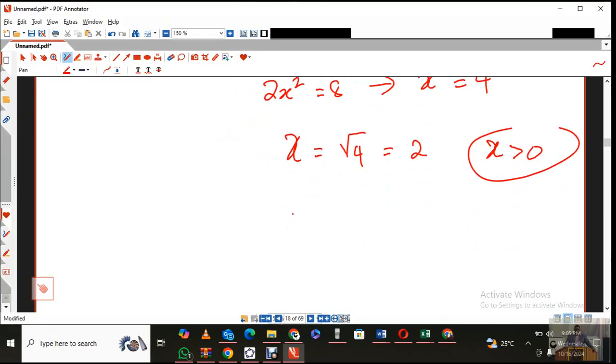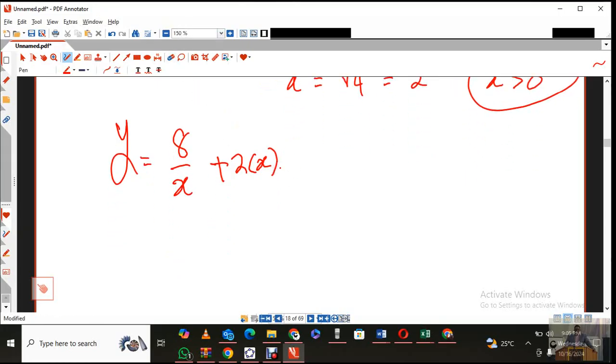Now that we know what the x value is, we go back to our original formula. Our original equation was y equals 8 over x plus 2x. The reason being, we now want to know the corresponding y value. So you have to take this value that you got and put it back into your original formula, and that is going to give you the coordinates of M. So that being said, it's going to be y equals 8 over 2 plus 2 times 2. Okay, that's 4 plus 4, which is 8.